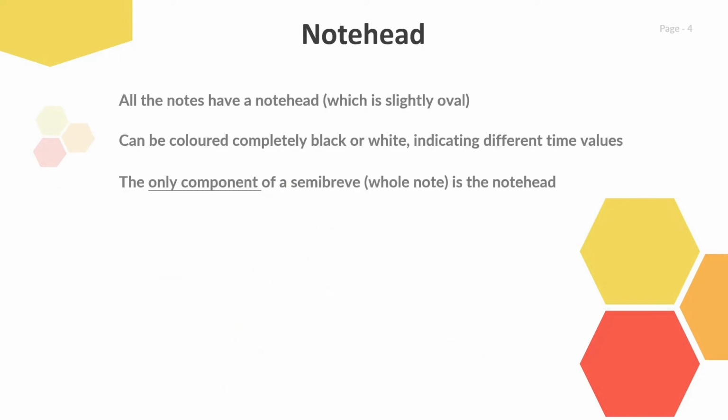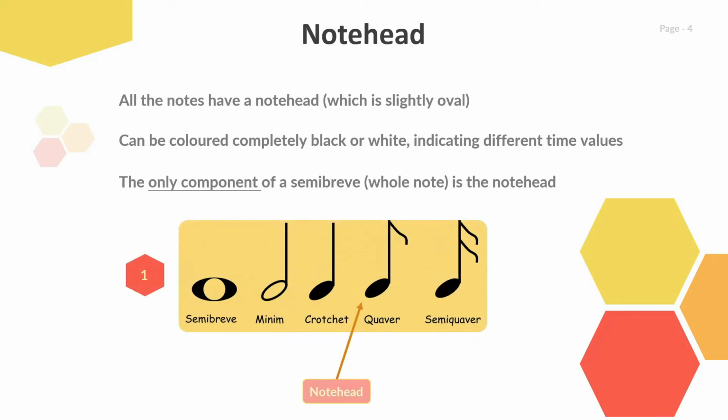All the parts of the note have a note head, which is slightly oval. The note head can be colored completely black or white, and this indicates that the note has different time value or sound duration. Have a look at this example over here. Another important aspect to understand is that the only component of a semibreve or whole note is the note head.